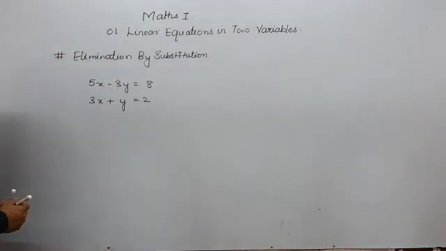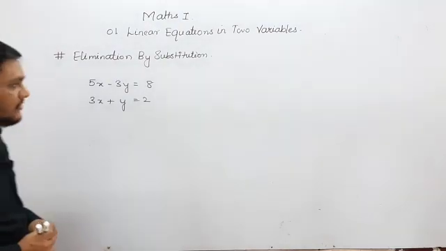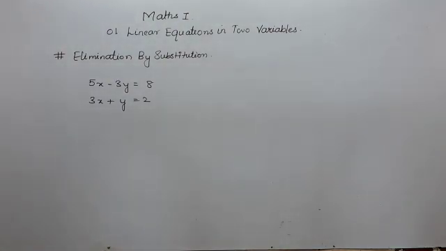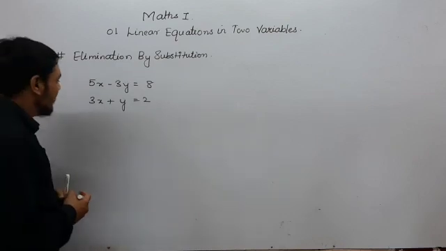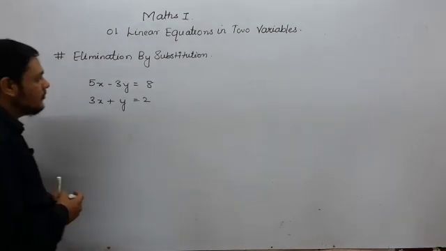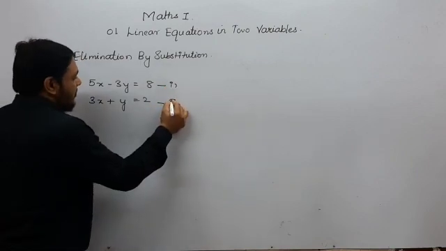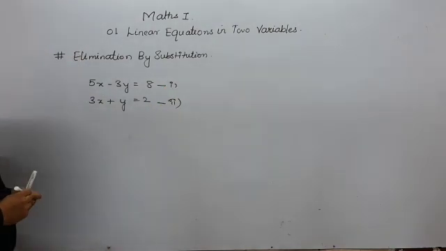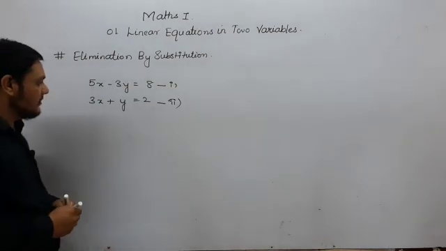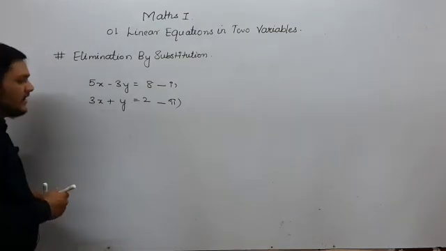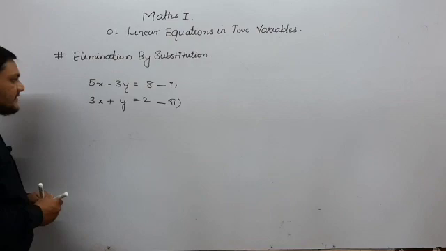So student, for solving simultaneous equations by the method of elimination by substitution, consider the two equations. The first one is 5x minus 3y equal to 8 and the second equation is 3x plus y equal to 2. Let these be equation 1 and equation 2. If you observe equation 2, the coefficient of y is 1, so we will write the value of y in terms of x in this equation.